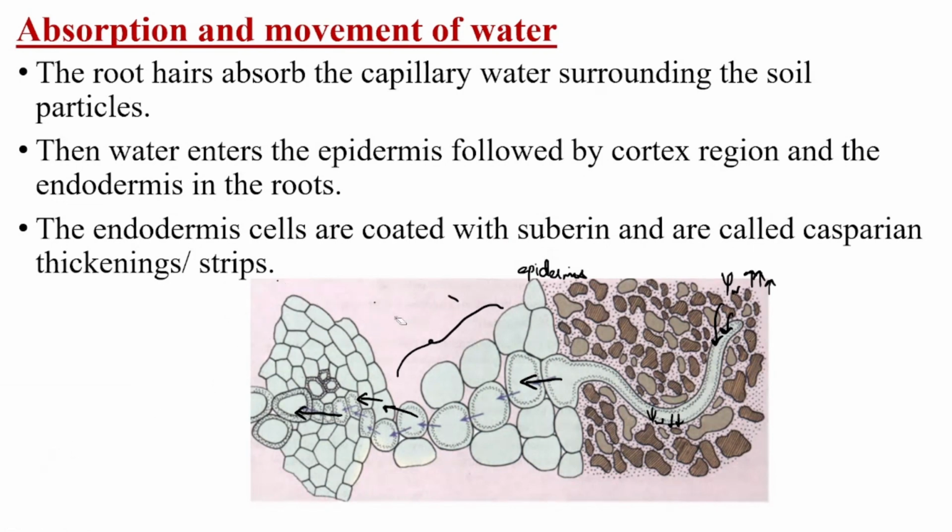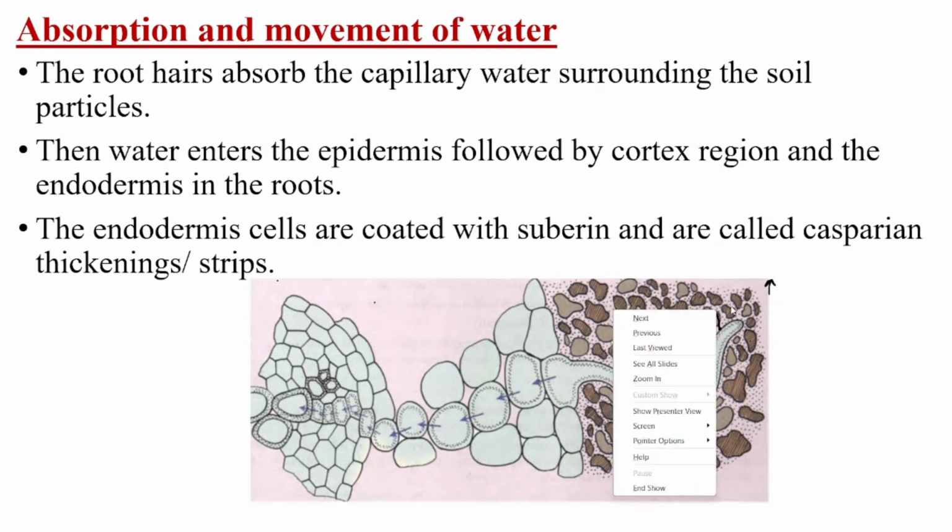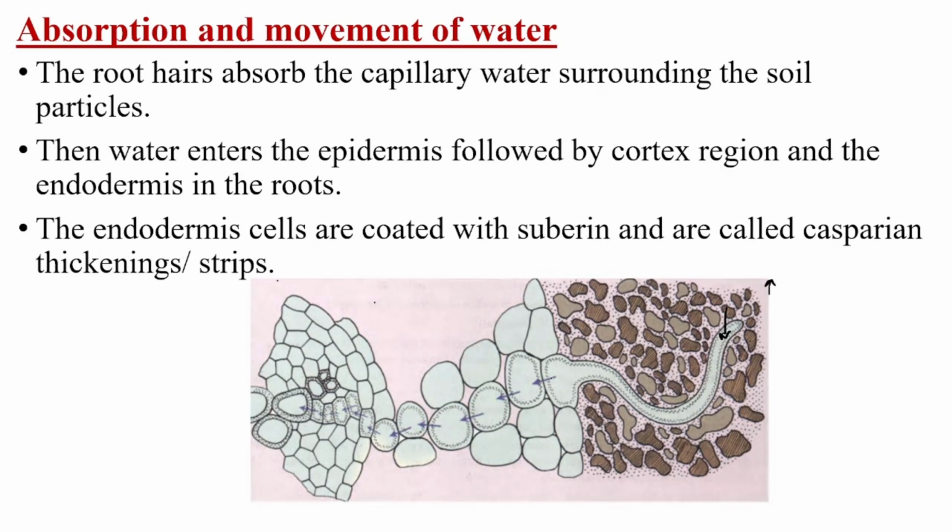Now, if you consider this system here, basically this is the root hair, this is your epidermis, cortex, you have the endodermis, pericycle, then after that you have the xylem. Now the movement of water from the soil occurs through the root hair. From the root hair, it enters into the epidermis. From the epidermis, it enters into the cortex.